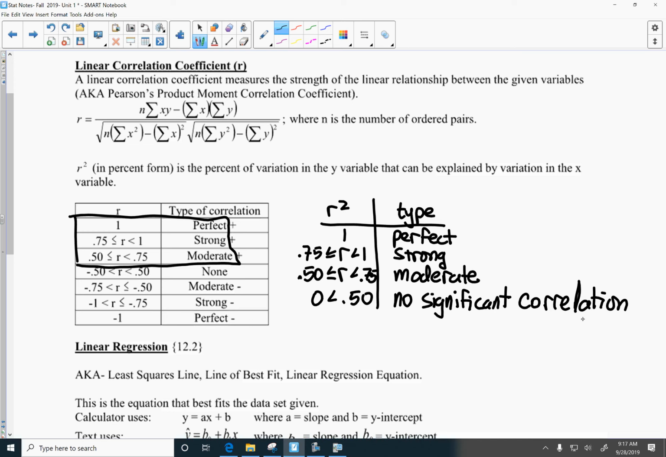All right, so the first 3 rows are the same on the left. 1, 0.75 to 1, 0.5 to 0.75. But the fourth one is going to be 0. Oh, I forgot the R. Sorry. That's a Saturday morning mistake.